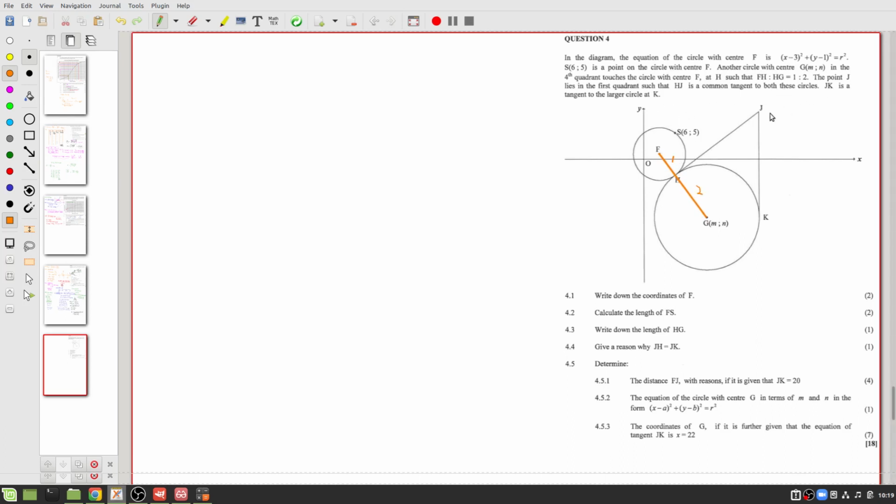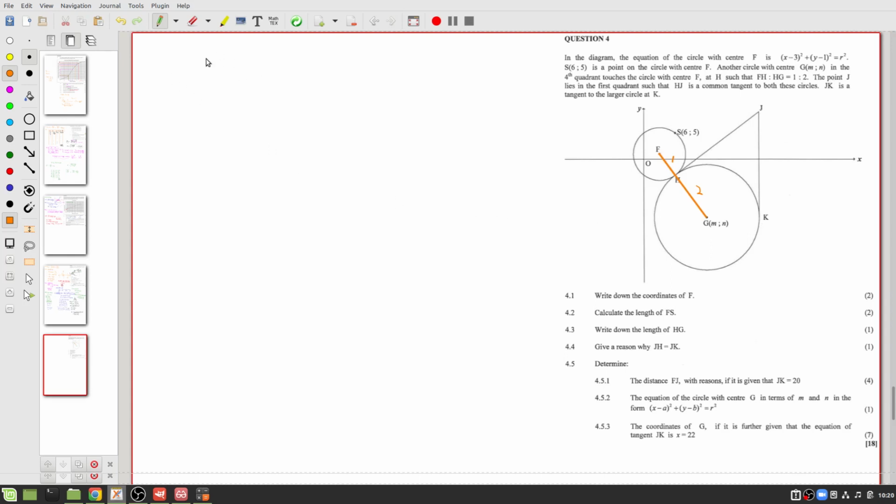Alright, the point J lies in the first quadrant, such that HJ is a common tangent to both circles. So this line is a tangent to both circles. And JK is a tangent to the larger circle, so this is a tangent to the larger circle. Good. Let's see the questions.